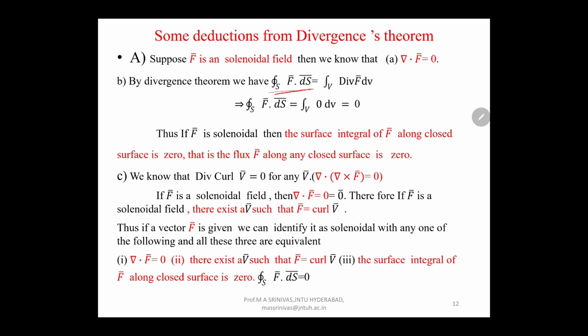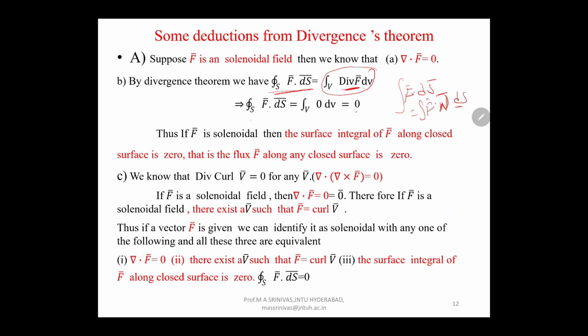What does the divergence theorem say? Integral over S of f bar dot ds bar. I think you know this notation also: f bar dot ds bar is the same as f bar dot n bar ds, whenever you write n bar separately. This is equal to the integral of div f bar dv, the divergence of f bar. If f bar is a solenoidal vector, then div f bar is 0. Therefore, this value is 0. Therefore, the integral over S of f bar dot ds bar will be 0.